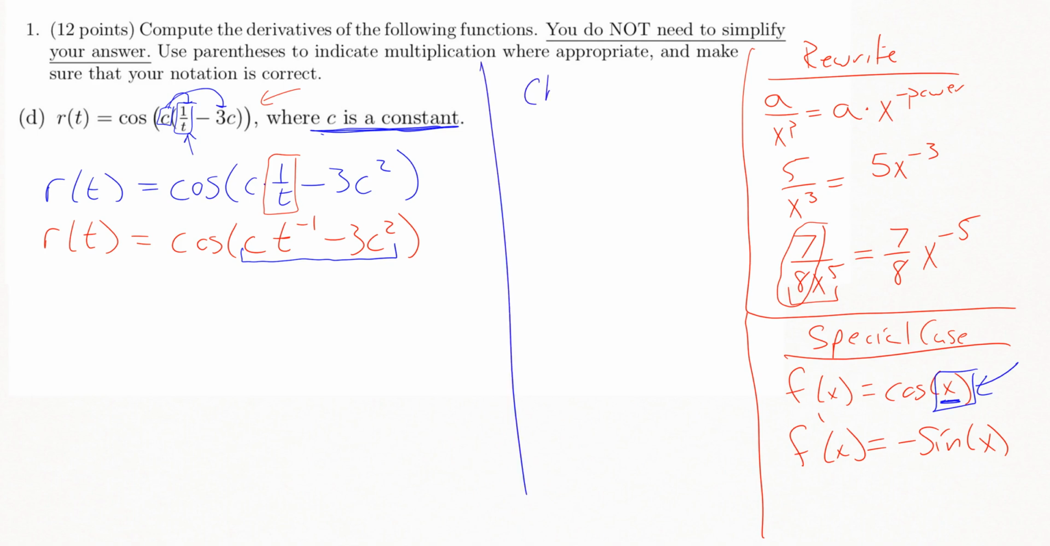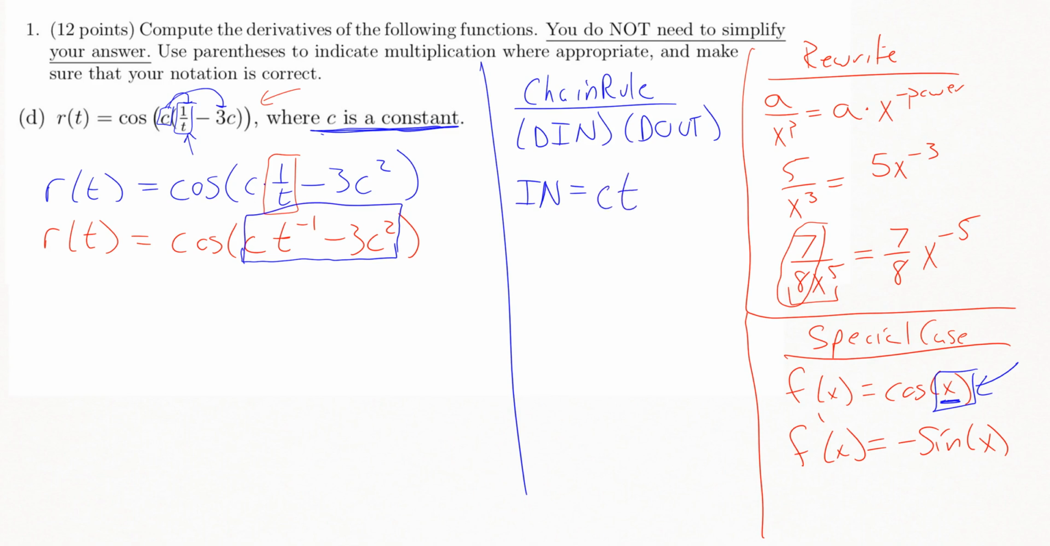So our chain rule saying, or at least my chain rule saying, is d in times d out, the derivative of the inside piece times the derivative of the outside piece. So if I, again, break this down into smaller bite-sized chunks, my inside piece is what's inside my cosine right there. So that would be c times t to the negative 1 minus 3c squared. My outside piece, as far as my derivative is concerned, is the cosine of a bunch of junk.